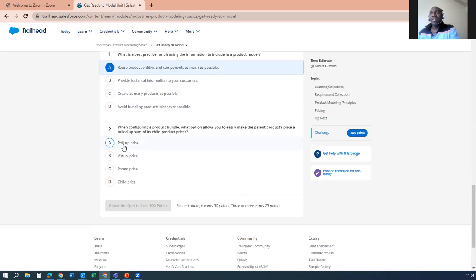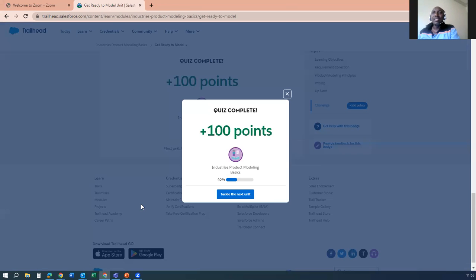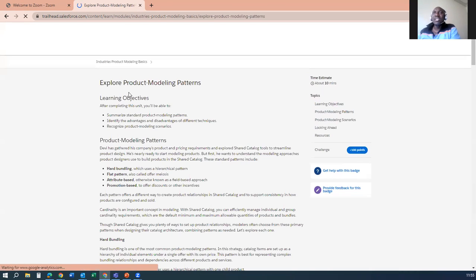When configuring a product bundle, what option allows you to easily make a parent product price roll up some of its child product prices? The options are roll up price, virtual price, parent price, and child price. When I look through all this, I see virtual price is the right answer. So I'll check my challenge. And yes, I got the question right. So I go to the next one.